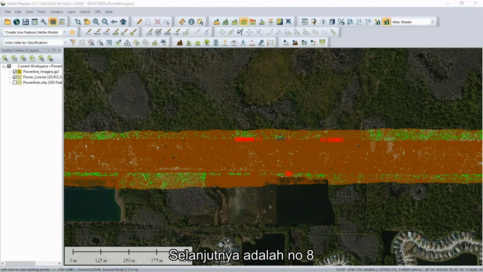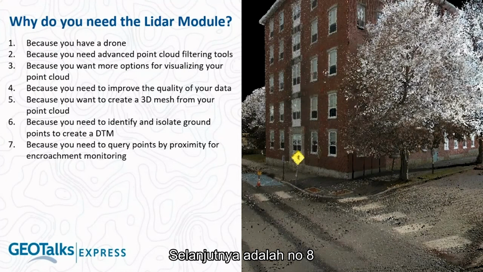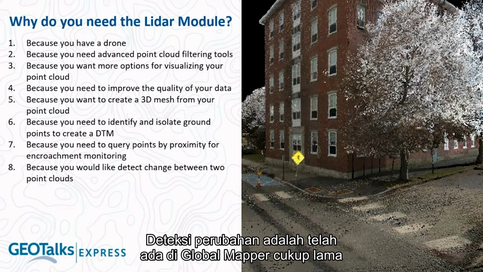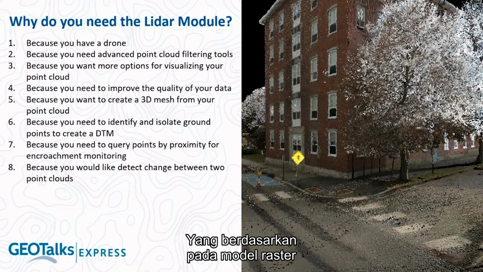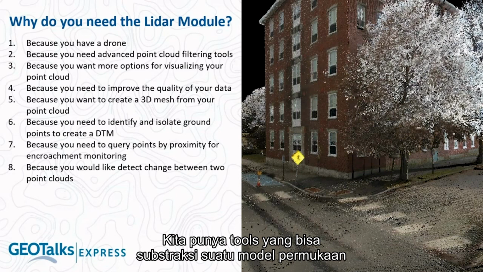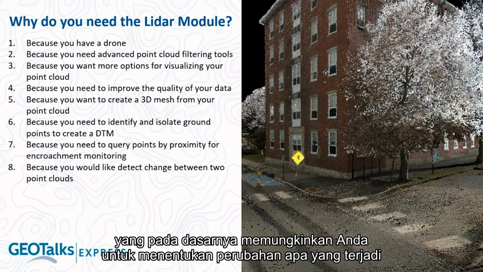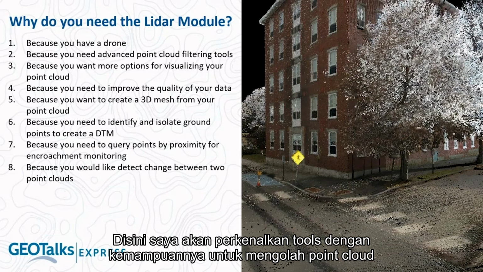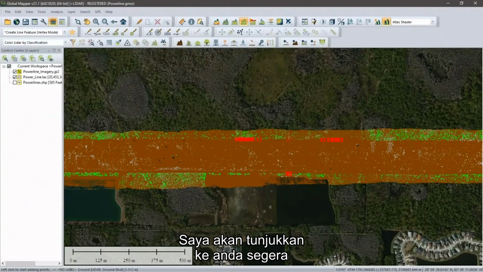Okay, and where are we going next? Number 7, number 8. This is a good one as well. Detecting change. Change detection is something that we've had in Global Mapper for quite a while, based on a surface model, a raster surface model. We have a tool for subtracting one surface from the other that allows you essentially to determine what change has occurred. So we've had that workflow in our arsenal for a while. What we've introduced fairly recently is the ability to do that within a point cloud. And I'm going to show you that one as well very quickly here.